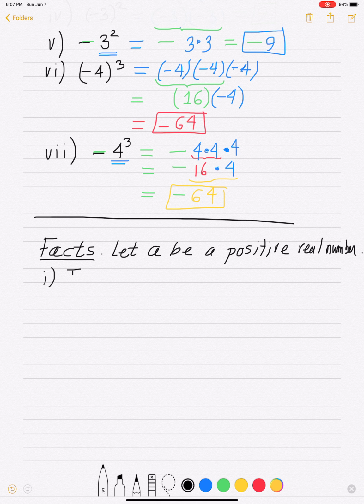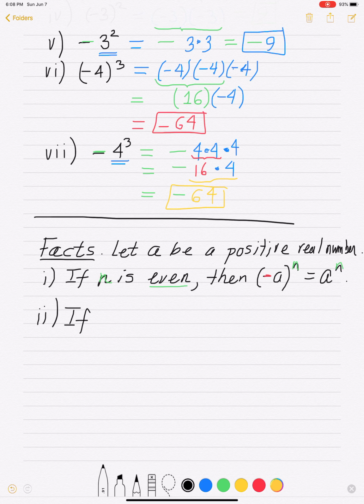Number 1, if n, can I say the word n? Yes, if n is even, so we're talking about the exponent here, then it turns out that (negative a) to the n power is the same thing as a to the n power. So again, if your exponent is even, then the exponent basically kills off this negative here in the parentheses. Even exponents, even powers will kill off negatives in parentheses. That's an important fact.